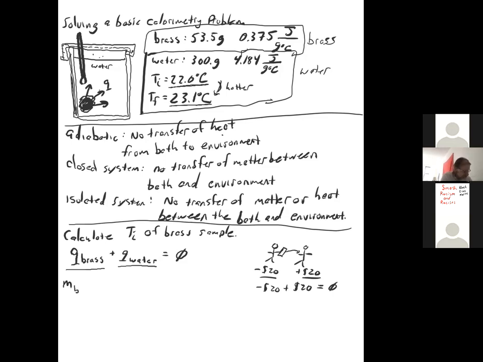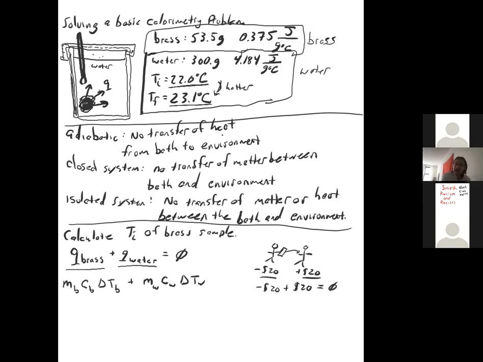B for brass, CB, meaning the specific heat capacity for brass, and then delta TB. So that's the change in temperature for the brass, plus M of the water. I'll put W for water, C of the water, delta T of the water, right? The water changes temperature, but so does the brass.